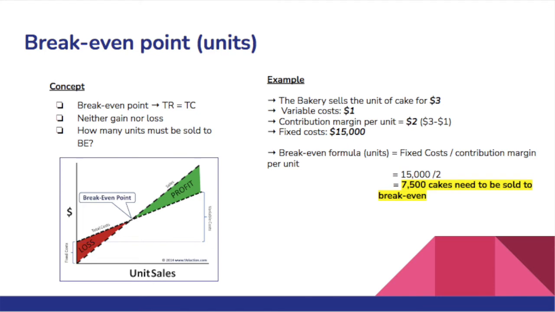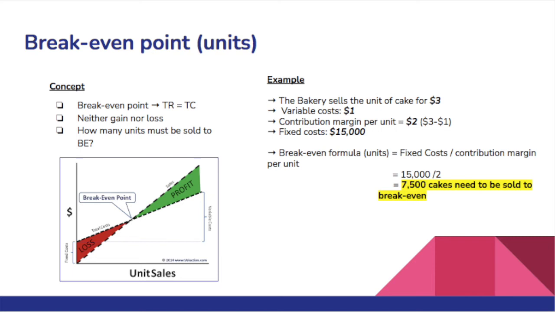The break-even point is where our total revenue intersects our total costs, and at this point, we have neither gains nor losses, but we have recovered our expenses. Our role here is to determine how many units we would have to sell in order to reach this point, and here I provided an example using realistic figures that can happen in our bakery.